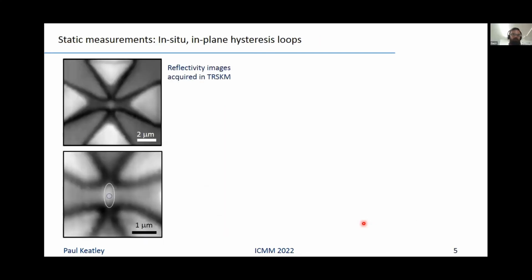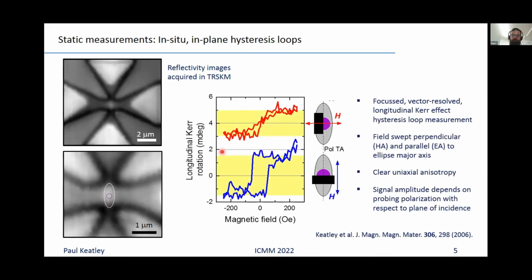So, some preliminary static measurements then. These are just reflectivity images showing the device. This is the wider current lead and the slightly higher reflectivity at the center. The cross is the ellipse, and that's a zoomed in image with the ellipse defined schematically there. Using the longitudinal Kerr effect, by blocking half the beam, we can demonstrate that this indeed has uniaxial anisotropy.